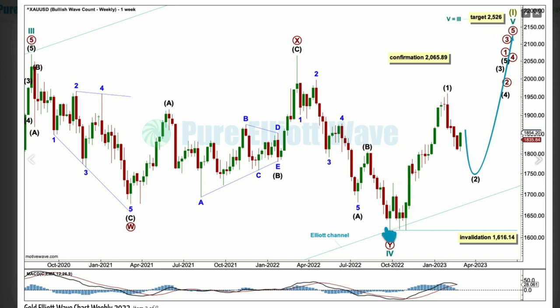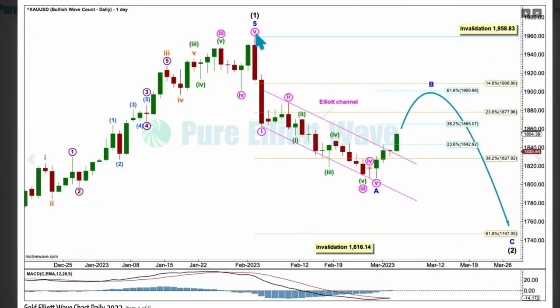Cycle wave 5, subdividing as an impulse most likely, will be labelled primary 1, 2, 3, 4, 5. Primary 1 incomplete, intermediate 1 over here, intermediate 2 now continuing overall lower. If it gets deeper than I expect, it may find support at the lower edge of this channel, and it may not move beyond the start of 1 below 1616.14.